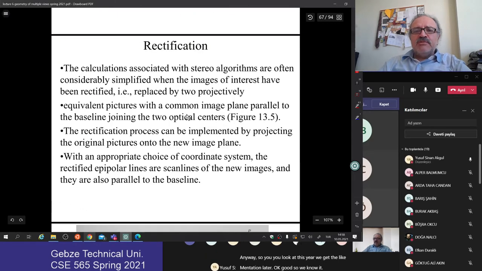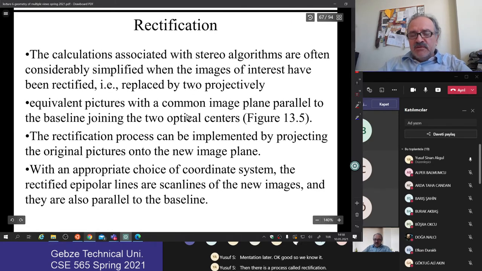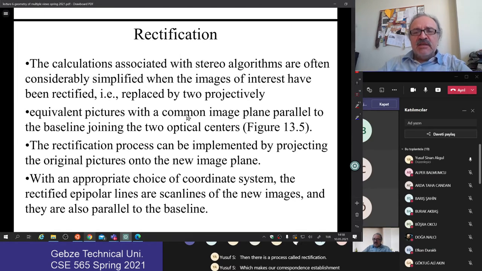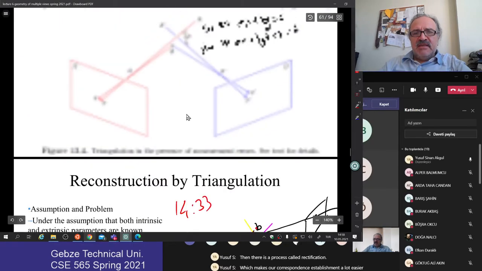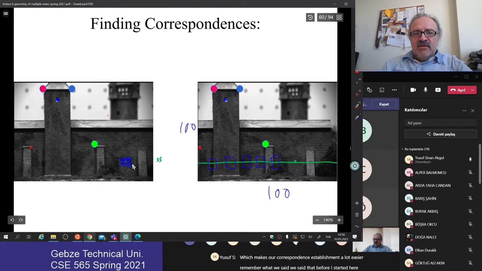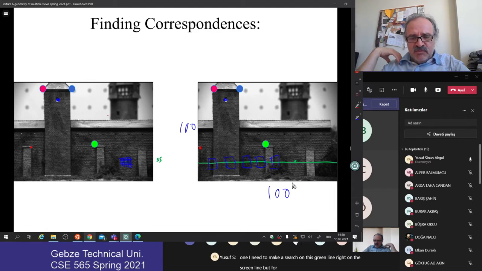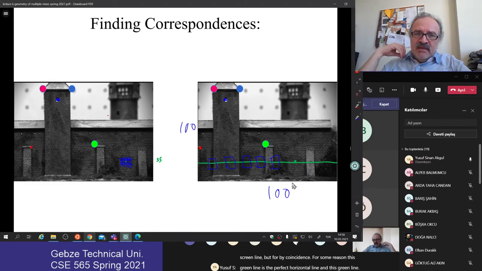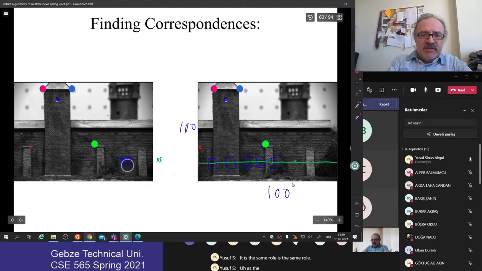There is a process called rectification, which makes our correspondence establishment a lot easier. Remember what we said? To be able to find the corresponding point to this one, I need to make a search on this green line, right? But by coincidence, for some reason, this green line is a perfect horizontal line, and it is the same row as the row of this point.